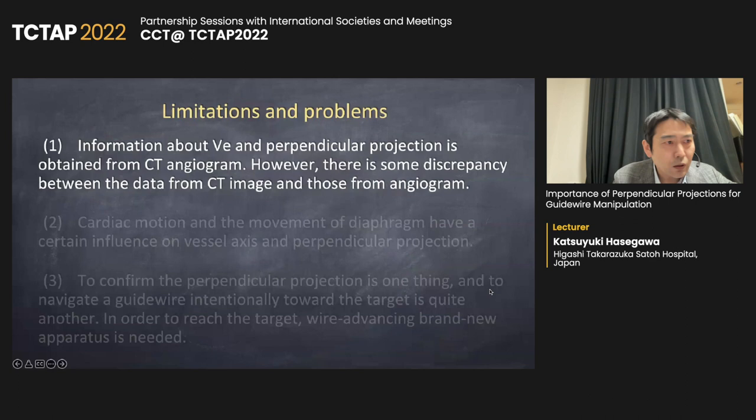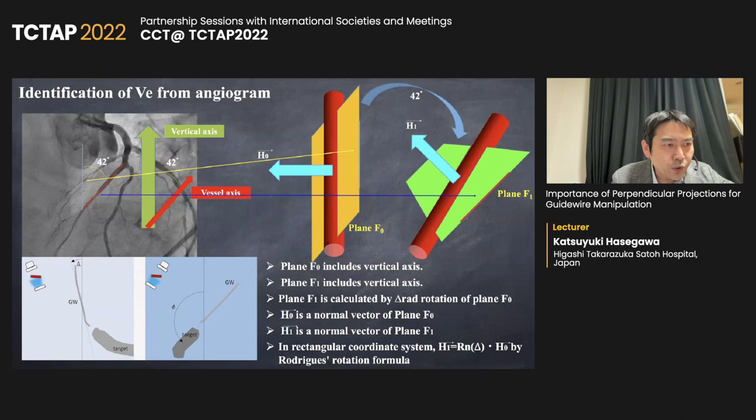It is true that confirming perpendicular projection is a key to success of CTO wiring. There still remain some limitations and problems. First, information about VE and perpendicular view is obtained from CT angiogram. However, there is some discrepancy between the data from CT image and those from angiogram. In order to identify the VE from coronary angiogram alone, some mathematical processing is needed. Practical application of this process is required in the future.